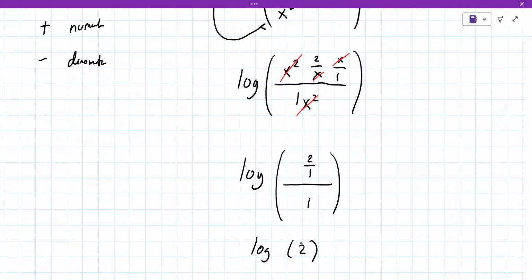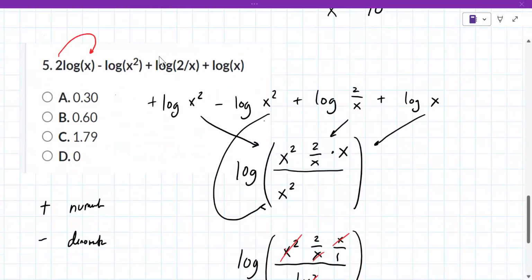All right. So now you go to your calculator. No way to do it otherwise. You have to see what that becomes. It's gonna be 0.301. Okay, looks a lot like A, so we'll go with that. All right. Great job on that.